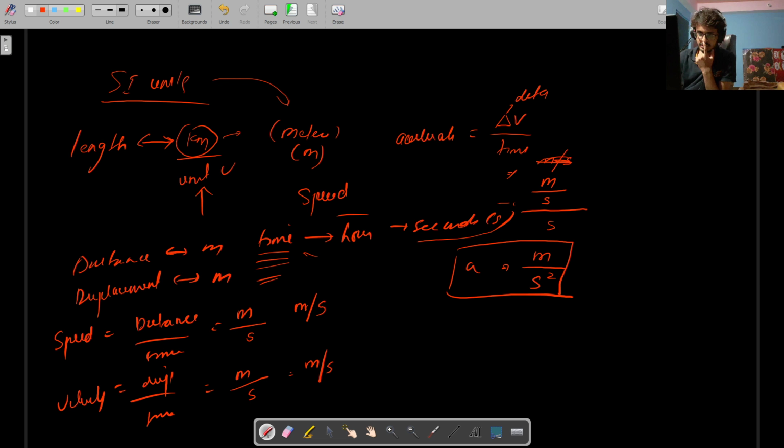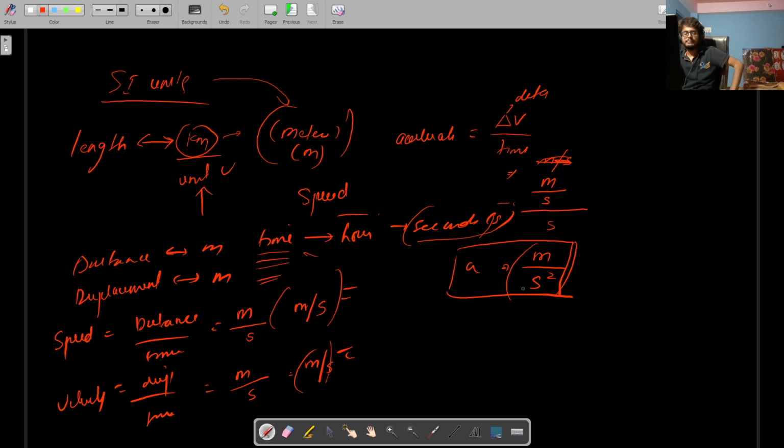So these three terms are very important. Unit of length, the SI unit is meter. Unit of time, SI unit is seconds. Unit of speed, SI unit is meter per second. Velocity is also meter per second. Acceleration is meter per second square. Okay. So is there any doubt regarding any topic? No doubt?